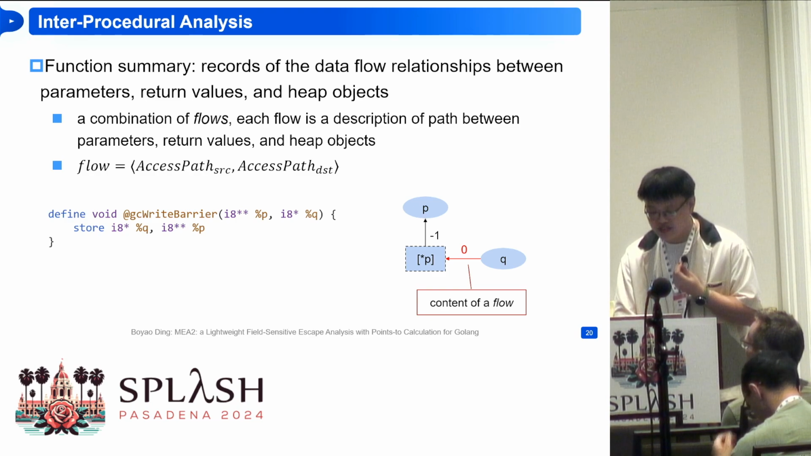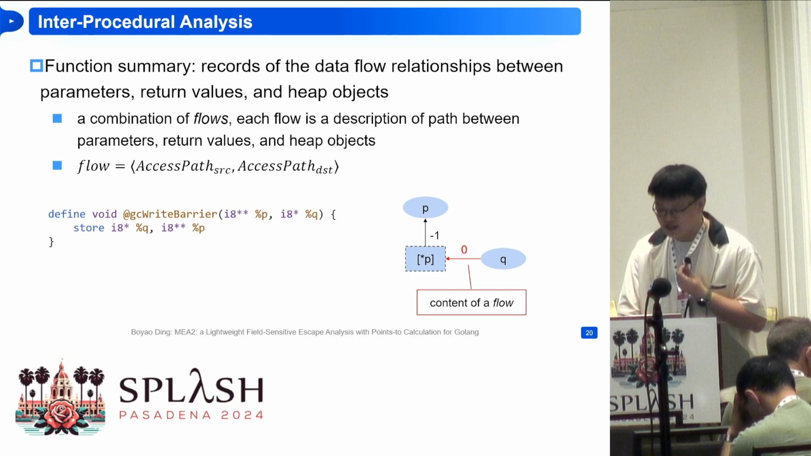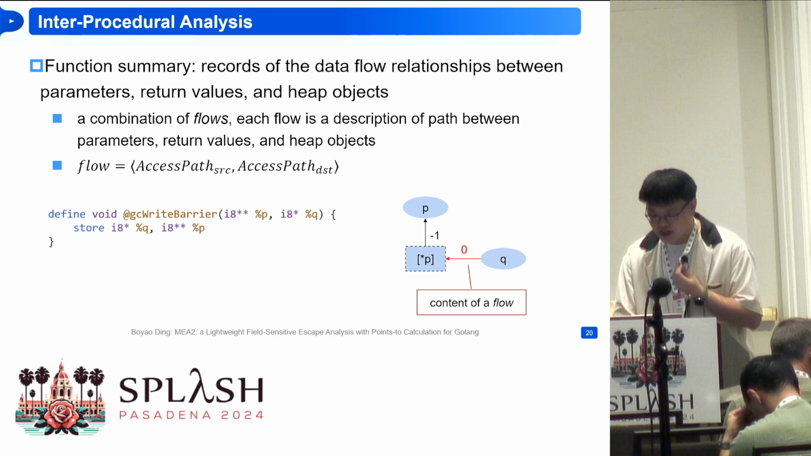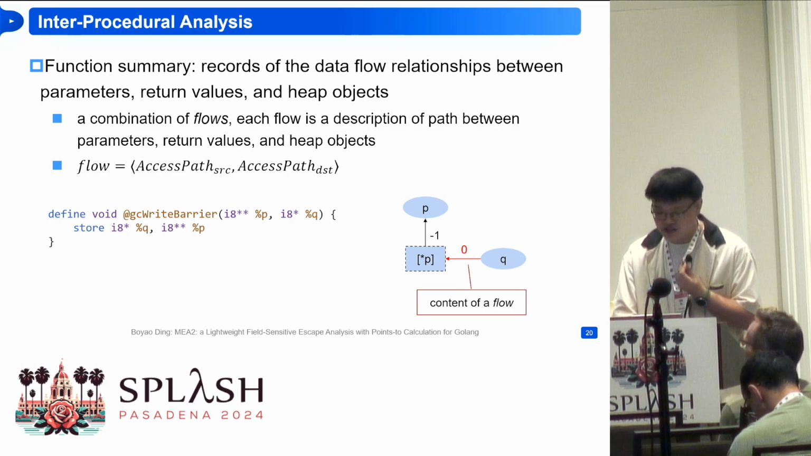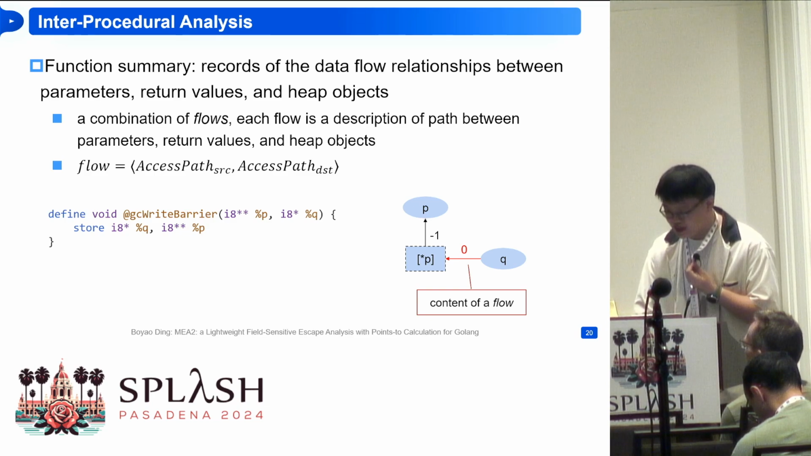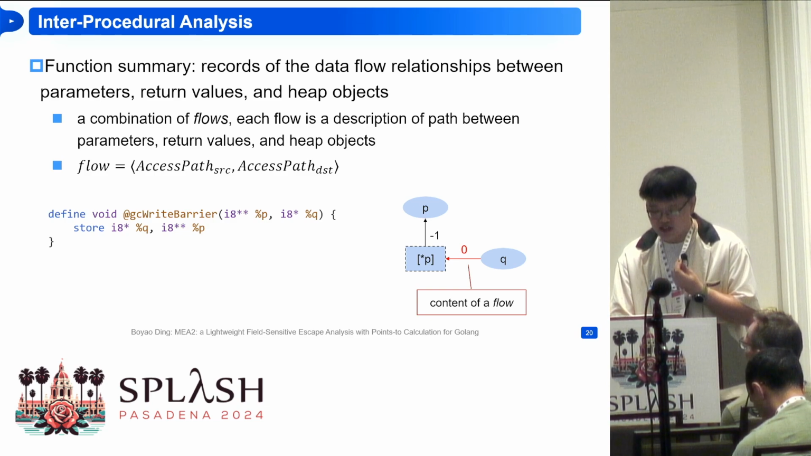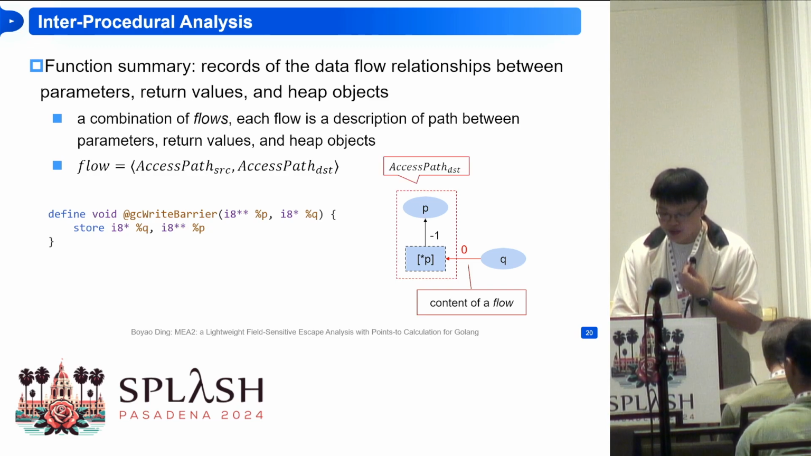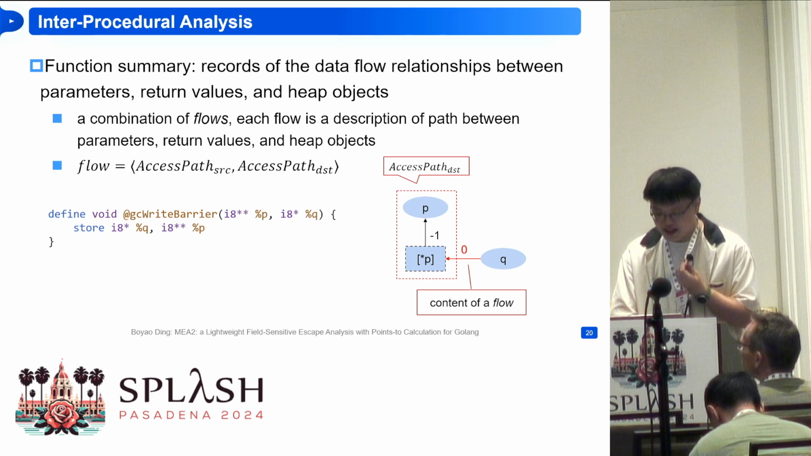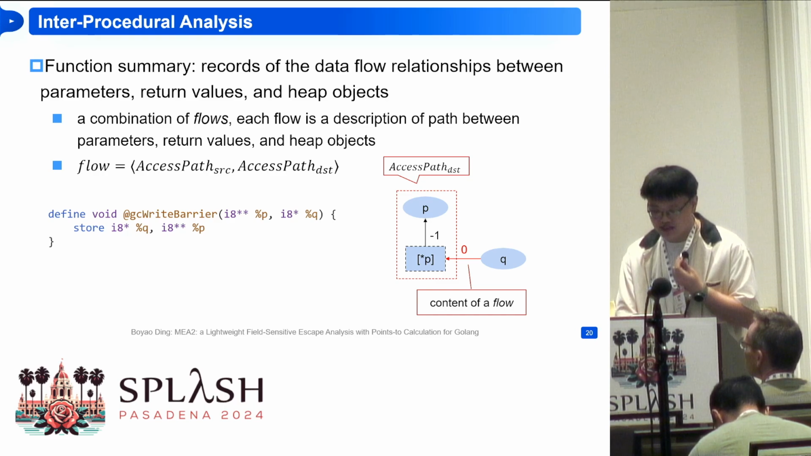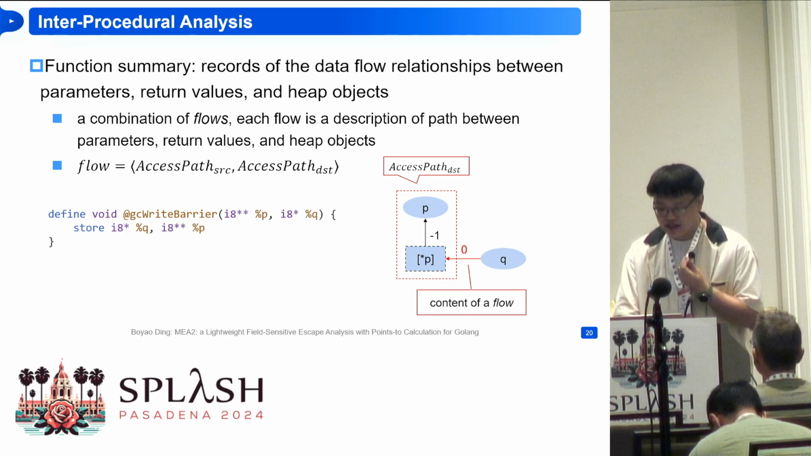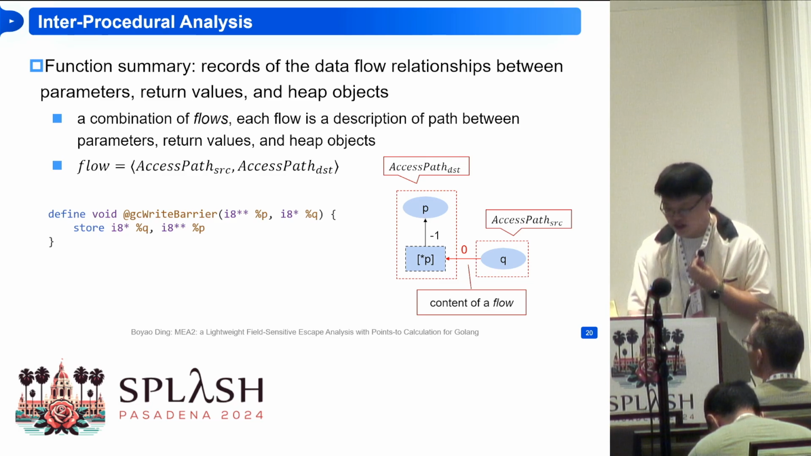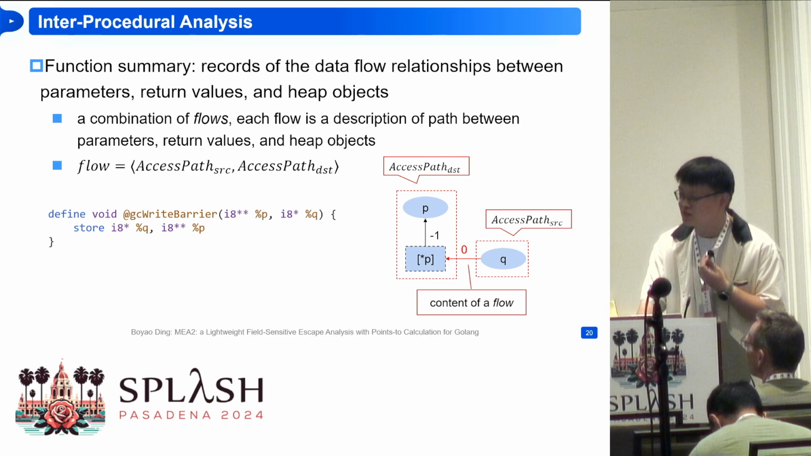access path. For example, here is a function called JCWriteBarrier, which performs a store operation from parameter Q to P. Its corresponding escape graph is shown on the right. We can see that there is an edge from Q to star P, which is the content that a flow needs to record. First, it records the access path from star P to P, indicating how this node is accessed through P. Secondly, it records the access path for Q as the source access path.